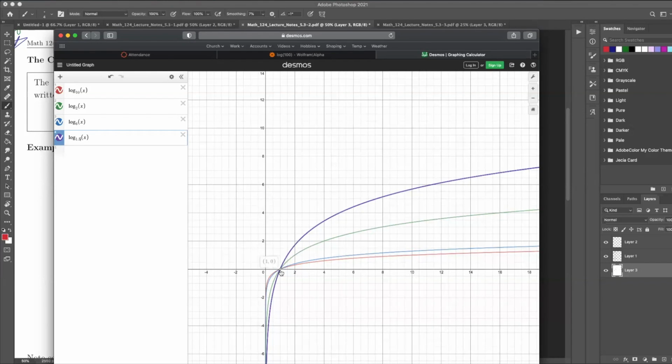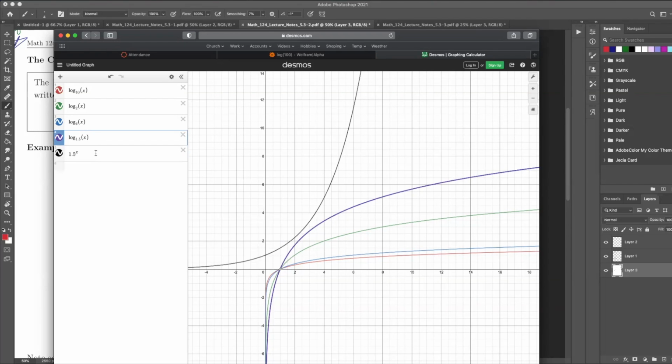But they all go through what point? 0, 1, right? Because any function raised to the 0 power is 1. Okay, so they all go through this point. The same reason that all the exponentials, I'll just graph the exponentials of some of these real quick. 1.5 raised to the x, right? So notice how these two are inverses, and these all go through 0, 1. The logs all go through 1, 0. Okay? They all go through 1, 0.